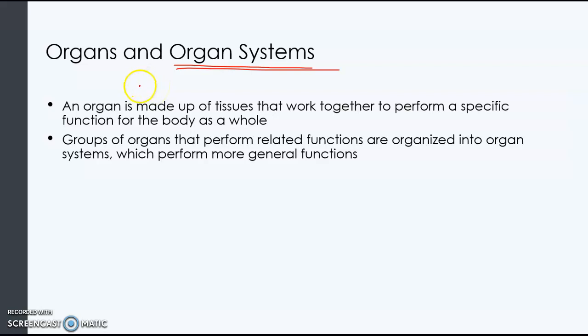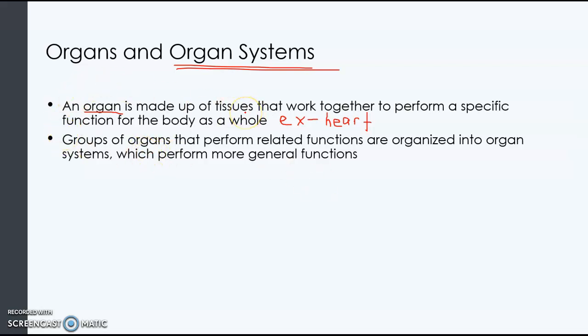Just a reminder from Bio 111, an organ is a structure in the body that's made up of several different types of tissues. Those tissues work together to perform a specific function. For example, the heart, the brain, and the liver are organs. The heart contains epithelial tissue, which forms the outside and inside lining of the heart. It contains connective tissue, muscle tissue, and nervous tissue.